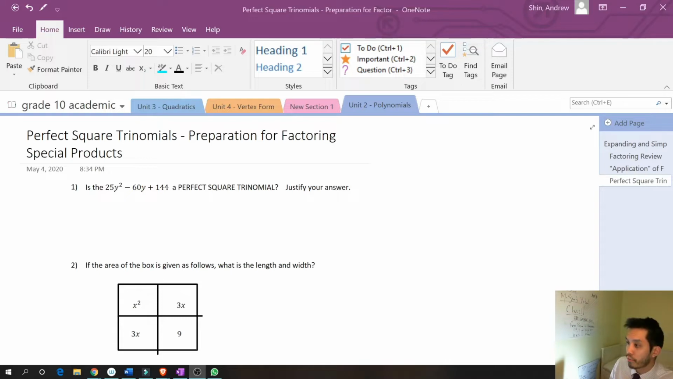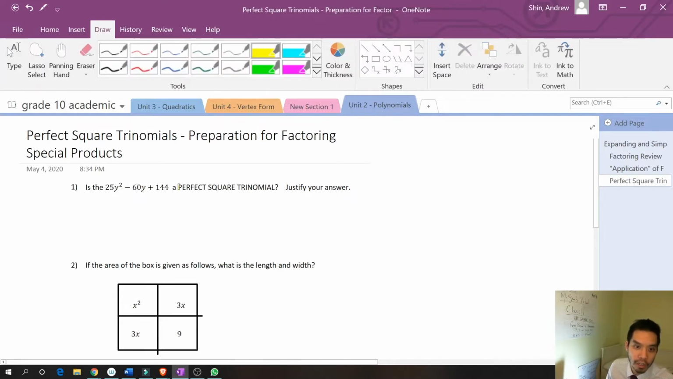Is 25y squared minus 60y plus 144 a perfect square trinomial? Justify your answer. So I just want to go over what a perfect square trinomial is formula-wise. I'm not sure if you guys remember, but I'm going to try to highlight for you what a perfect square trinomial is. So going back to the days before, we had a plus b when we first learned about expanding. A plus b all squared.